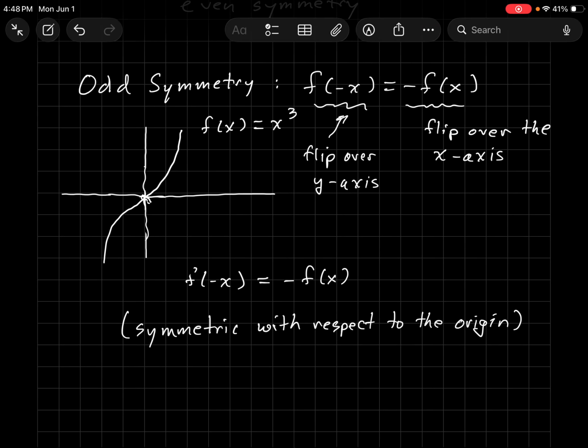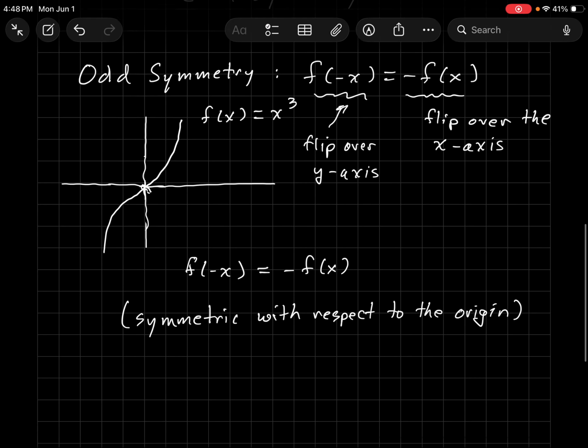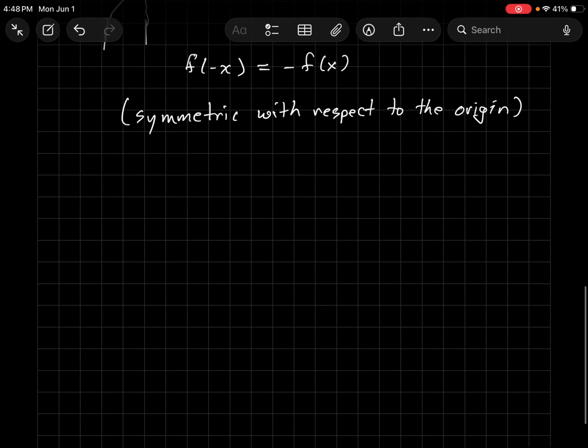And if you were to take the original graph, f of x, and rotate it 180 degrees, you would see that you get the exact same graph. That's why we call it symmetric with respect to the origin. So let's do some examples algebraically.